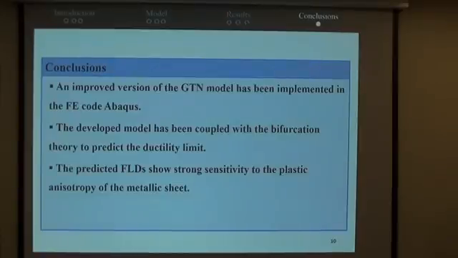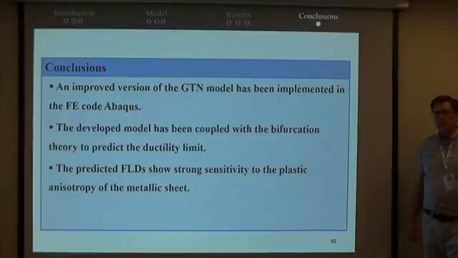So the conclusions of my work are as follows. An improved version of the GTN model has been implemented in the finite element code Abaqus as a user material with an implicit integration algorithm. The developed model has been coupled with the Rice bifurcation theory to predict the ductility limit of thin metallic sheets. The predicted ductility limits, in the form of forming limit diagrams, show strong sensitivity to the plastic anisotropy of the metallic sheet. Thank you for your attention.